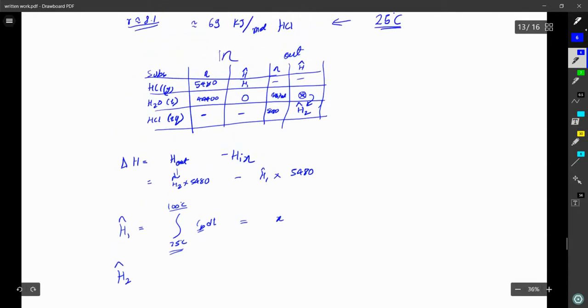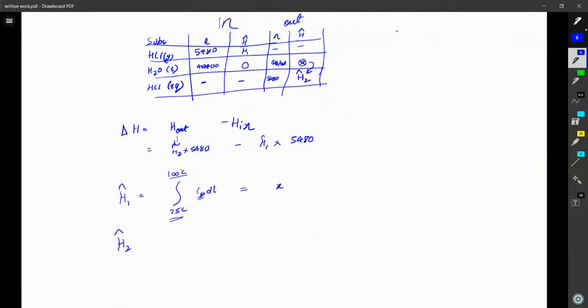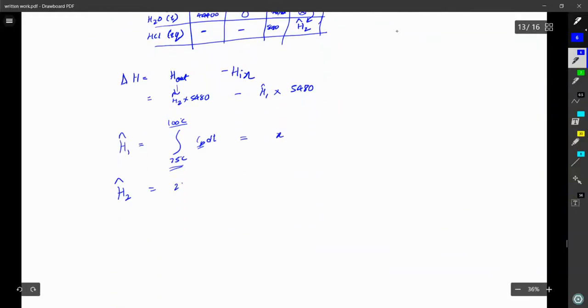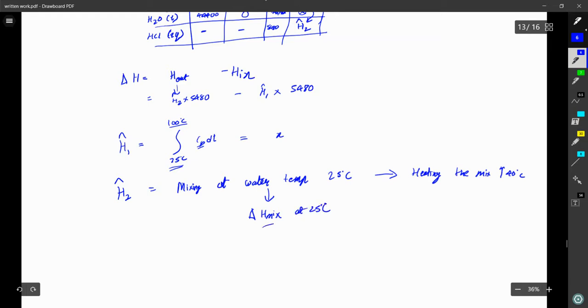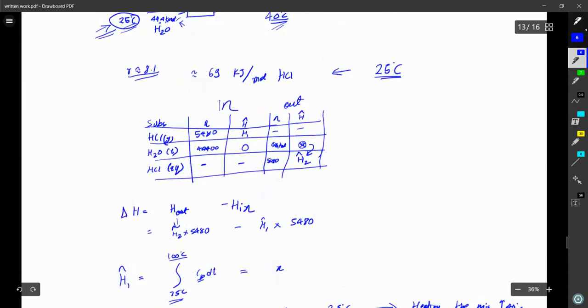Basically, what you're doing is mixing those things. You're mixing them at 25 degrees Celsius, and then you're heating the mixture up to 40 degrees Celsius. So these are two different steps. The mixing can be given directly by delta H mixing at 25 degrees Celsius, which is given over here.